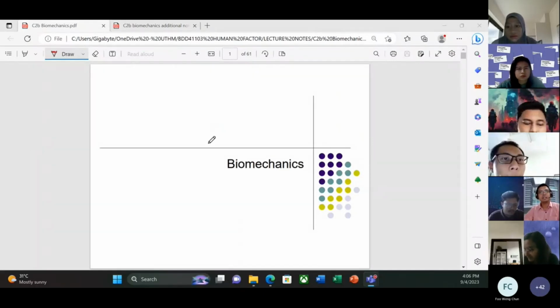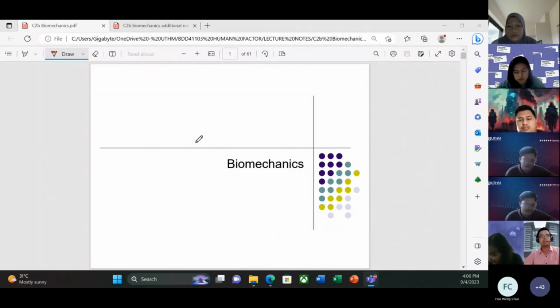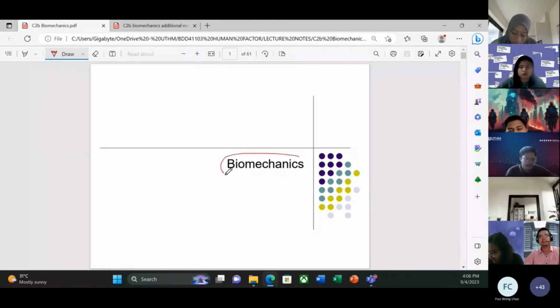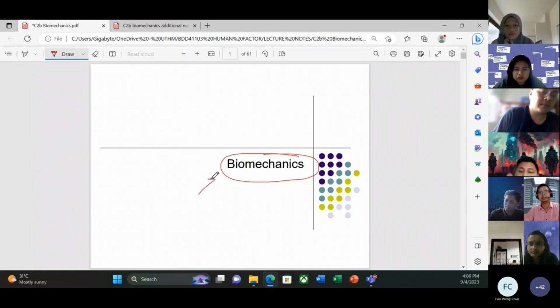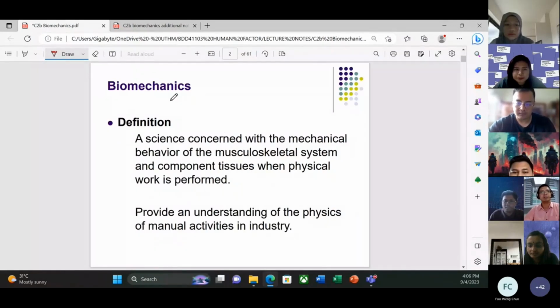Okay, so today in our lecture, we continue with chapter 2B, where we talk about biomechanics. In the previous class we talked about anthropometry. Right now we are talking about the biomechanics chapter. So we can see here what biomechanics is.